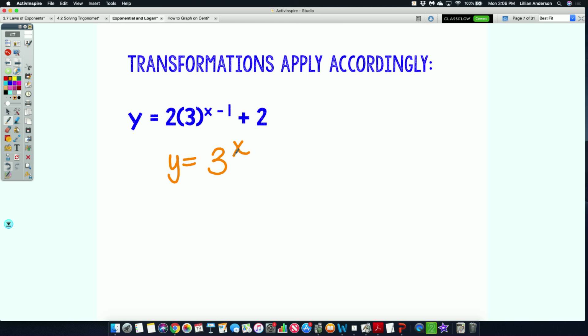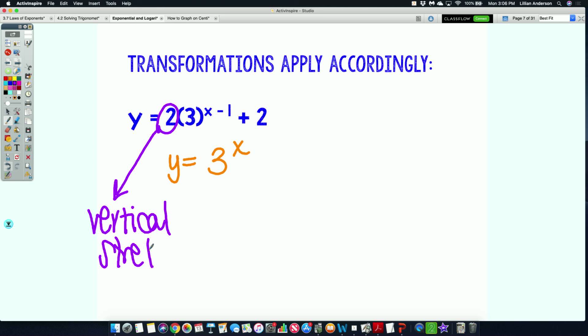So then that means that the 2 did something to the original parent function. What did the 2 do? It stretched it vertically. It was a vertical stretch by 2, which means I would multiply all of my y values by 2. What did this mean?